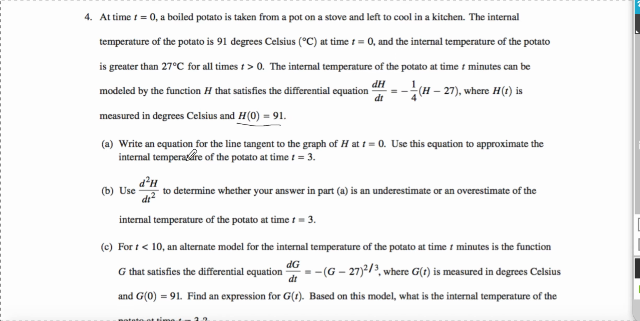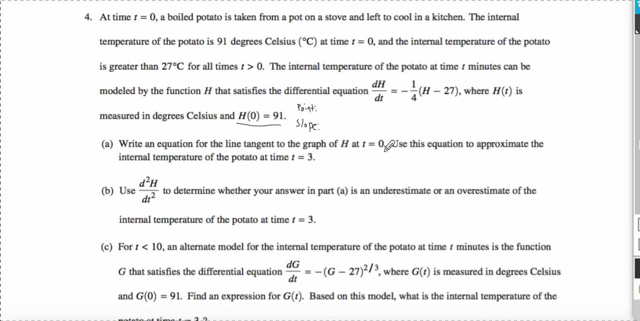What does part A tell us? Write an equation for the line tangent to the graph of h at t equals 0. Then use this equation to approximate the internal temperature of the potato at t equals 3. Okay, well, we know how to write equations of tangent lines, right? We know for those things we need a point, and we need a slope. And we want to write the equation of the tangent line at t equals 0.